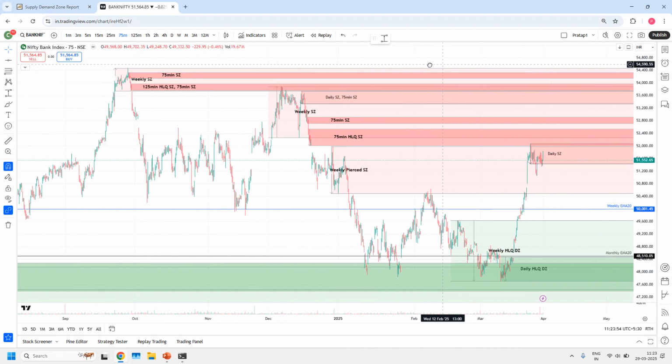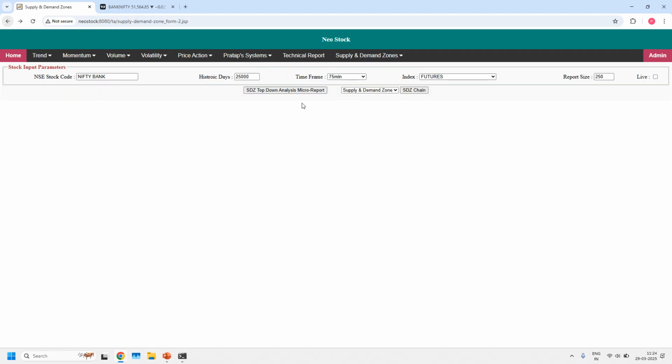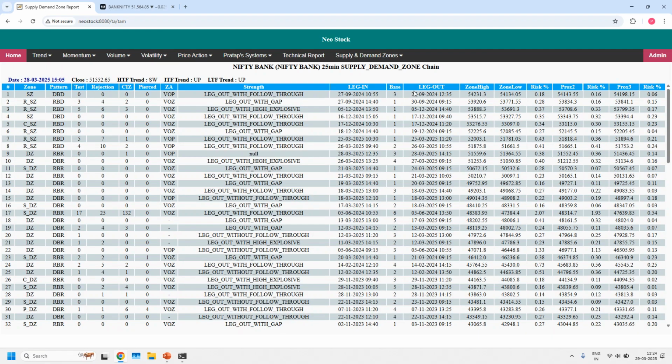So we have completed drawing the zones on the 75 minutes time frame. And what is the next time frame? The next time frame is 25 minutes. In 25 minutes we will focus only on high liquidity zones. These 25 minutes high liquidity zones are not for direct trading. Maybe if it has a fine-tuned 5-minute zone, you can plan intraday related trades or maybe short-term trades.